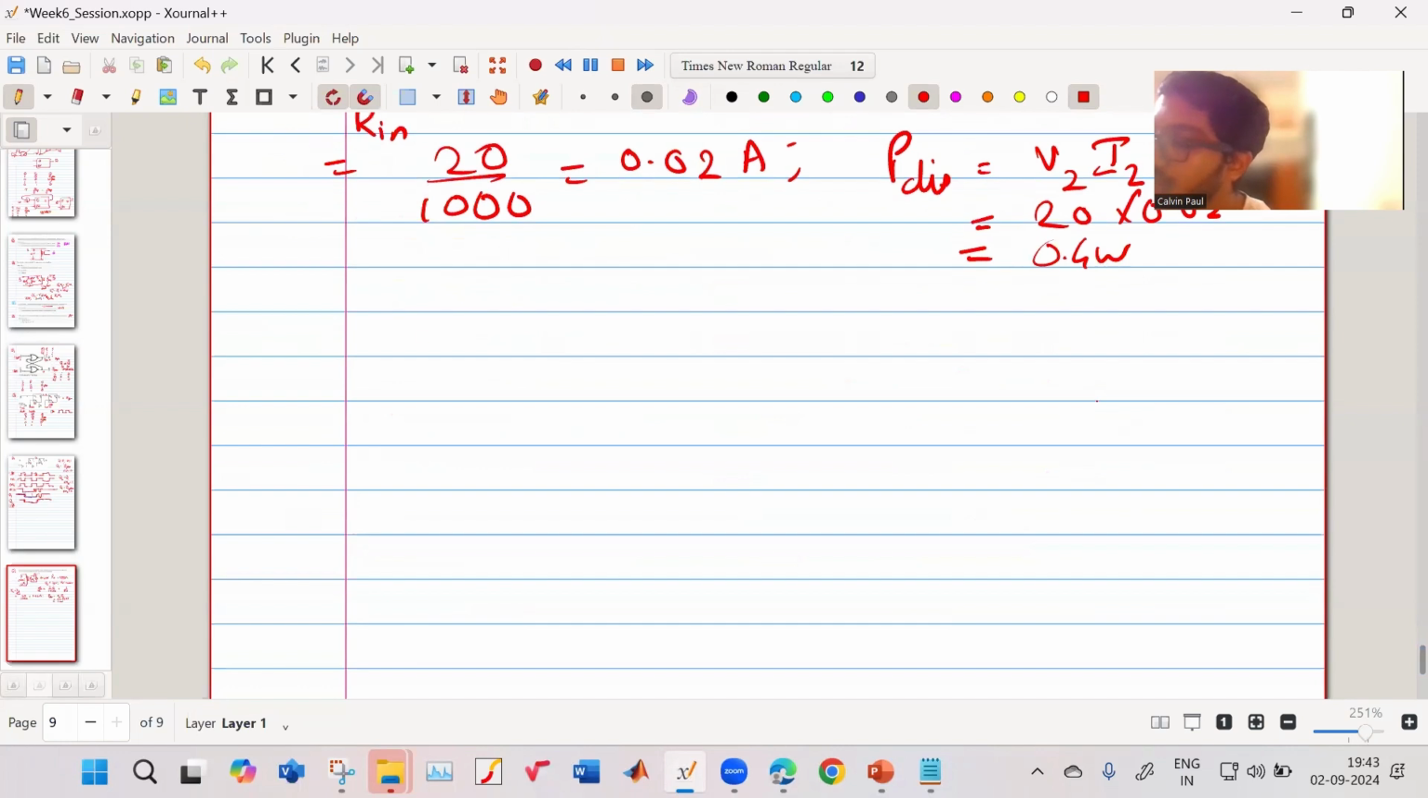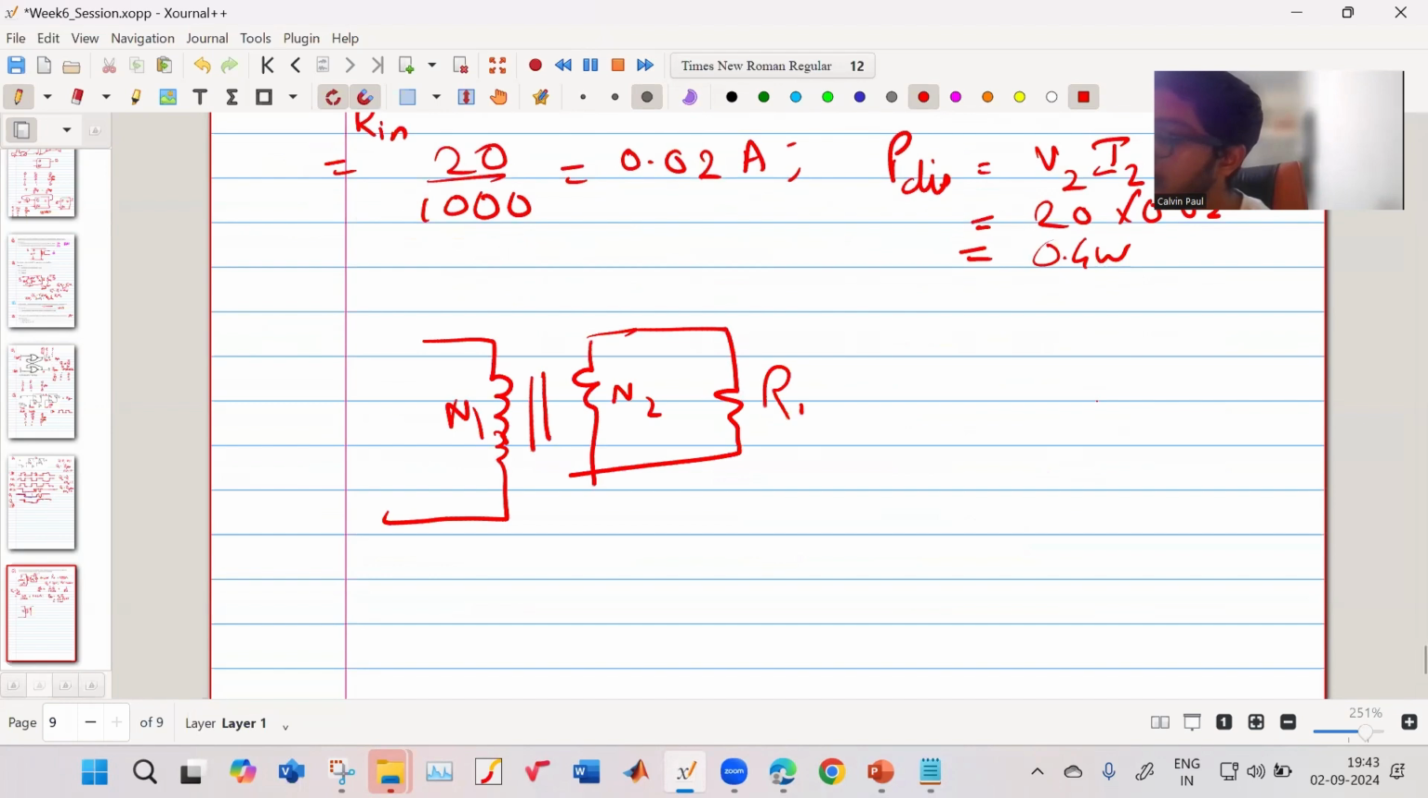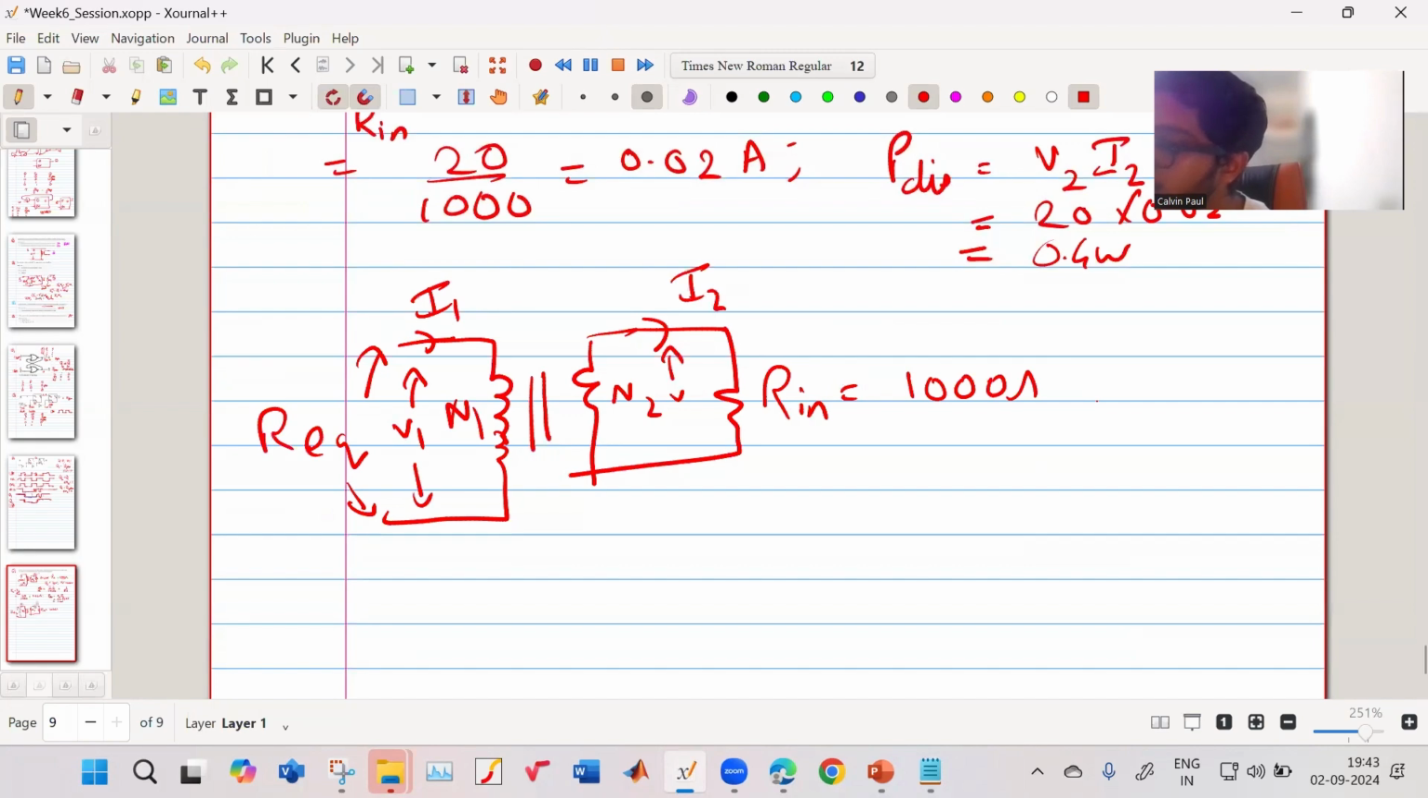Next, we have to find the equivalent resistance. This is my transformer N1, this is my N2, and the voltmeter has an internal resistance of 1000 ohm. So what will be the equivalent resistance seen over here? That is the question. This is my I1, this is my V1, this is my I2, this is my V2. Any problems in this till now?